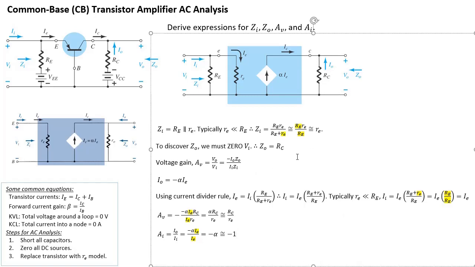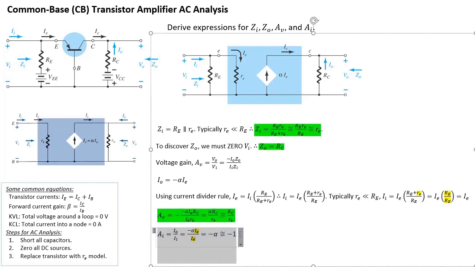So that's it. We now have an expression for everything. We have an expression for ZI, an expression for ZO, an expression for AV, and finally an expression for AI.